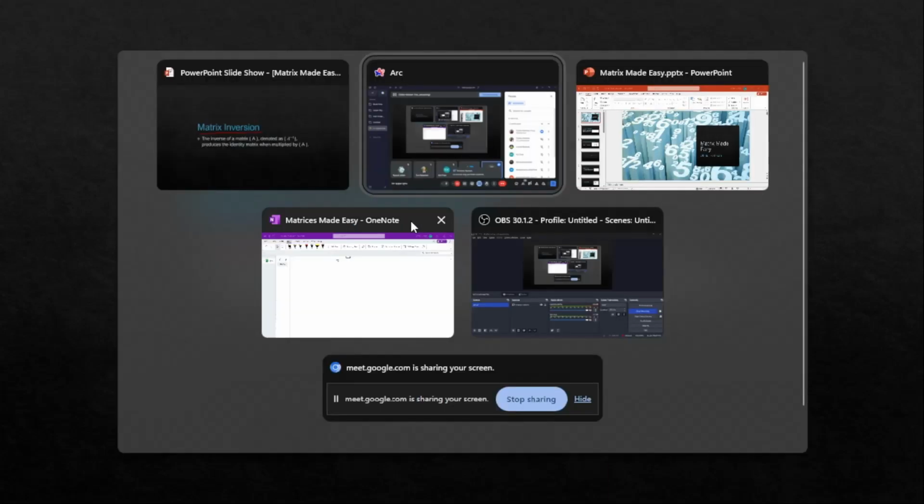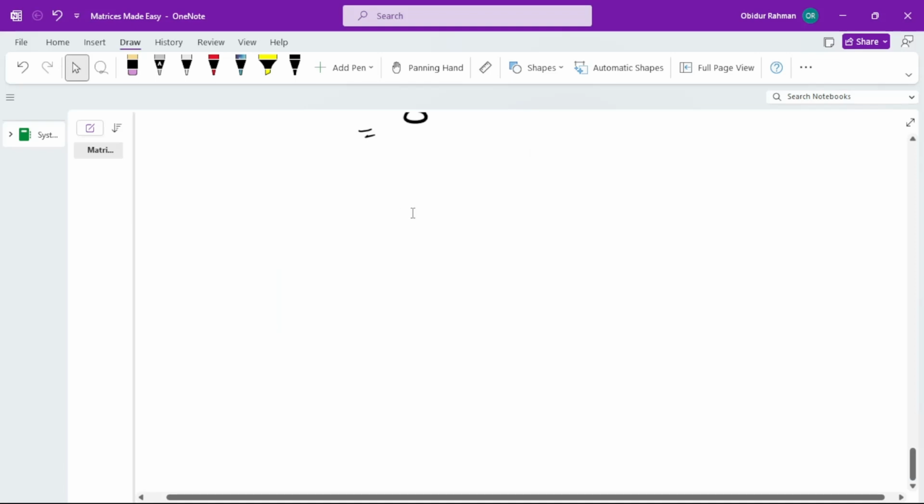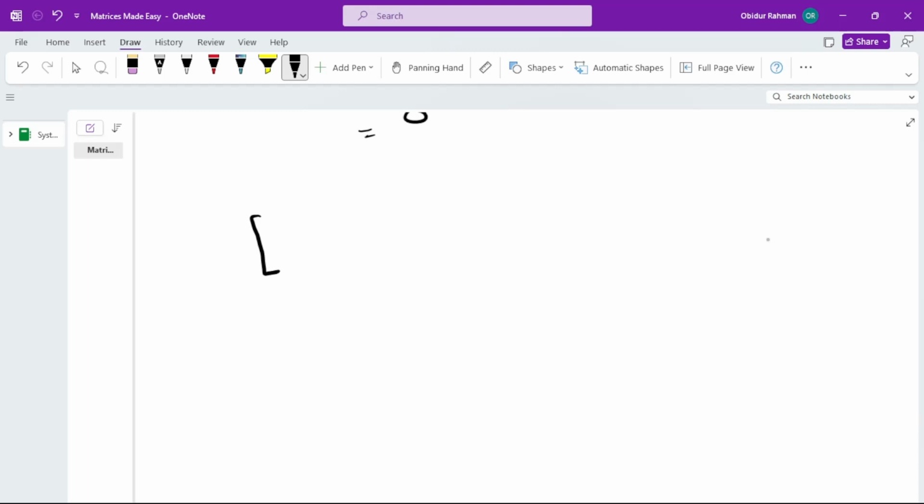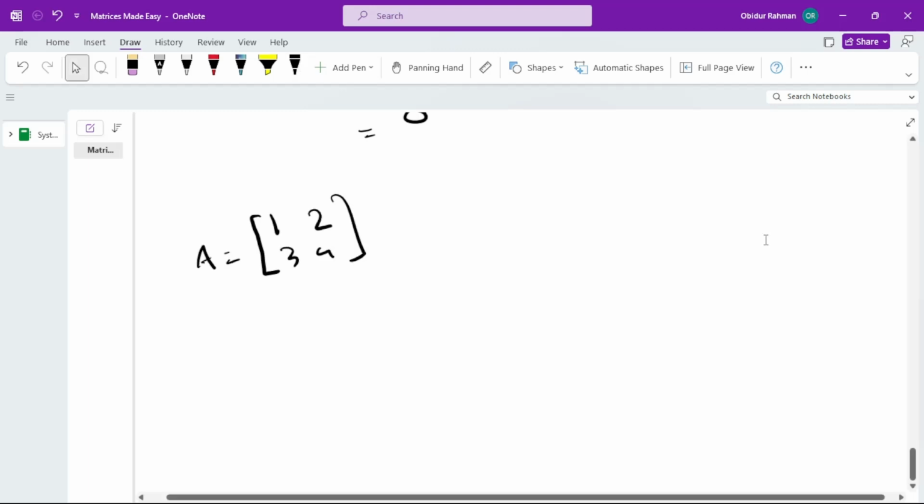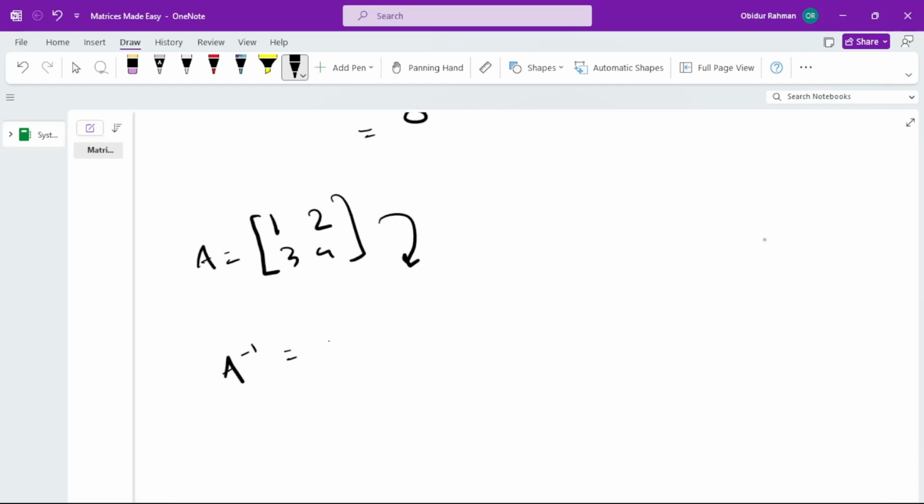Okay, what is an inverse of a matrix? What does the inverse of a matrix mean? Let's say we have a matrix A, 1 2 3 4. We want to invert the matrix. So in order to invert the matrix, you do the following. You calculate the determinant of that matrix. You divide 1 by the determinant.